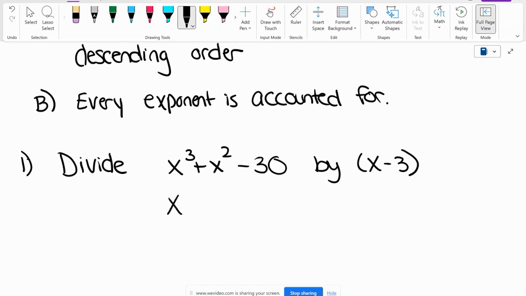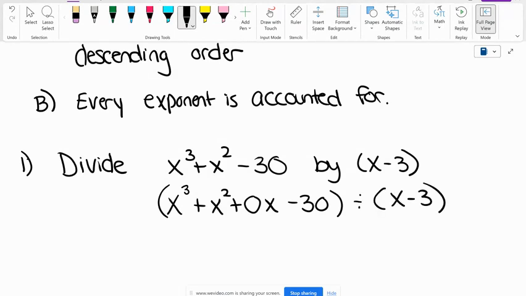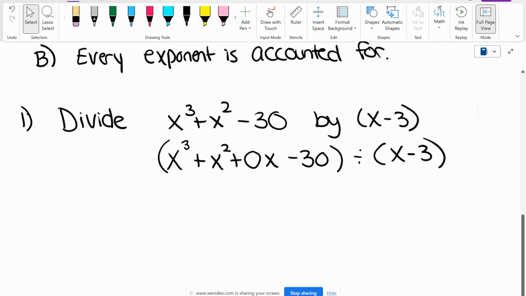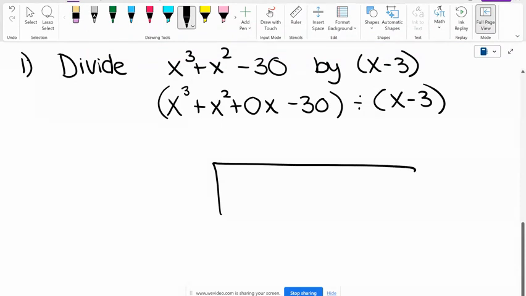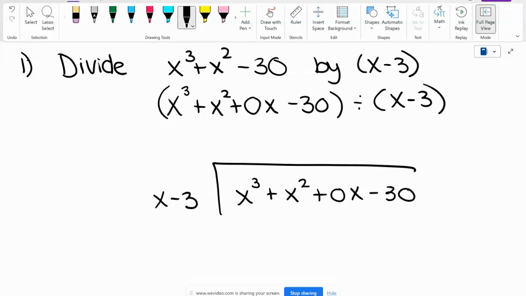So what we're going to do is change this into x to the third plus x squared plus 0x minus 30, and we'll divide that by the quantity of x minus 3. So now we're going to set up that little third grade house. The dividend is going on the inside, so we have x to the third plus x squared plus 0x minus 30. And on the outside is our divisor, so we have x minus 3.